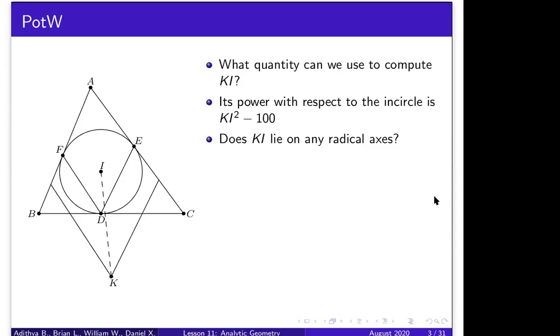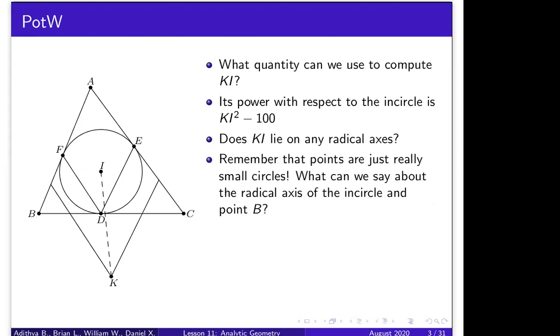In this case, remember that the radical axis always bisects the common external tangents. And the common external tangents between B and the incircle are just BF and BD. So the radical axis of the point B and the incircle is just the B midline. Does that make sense?